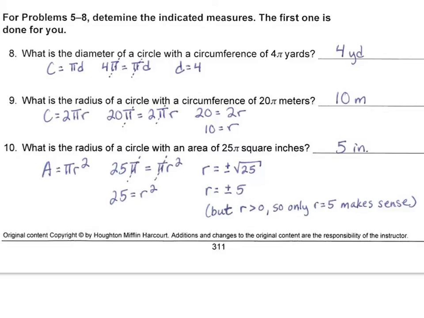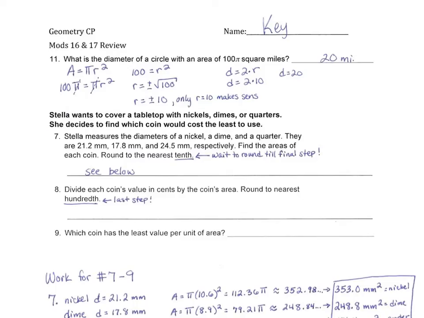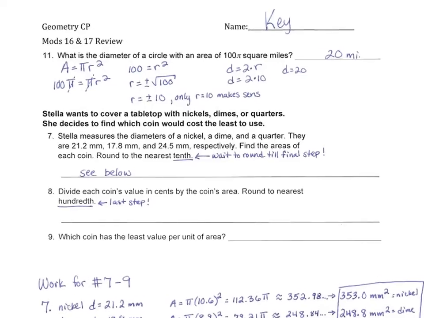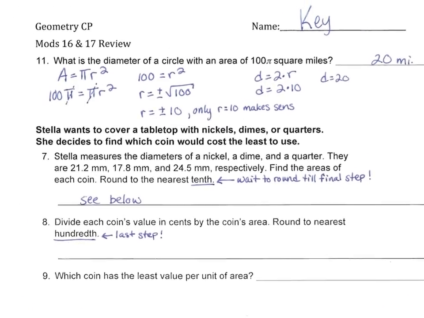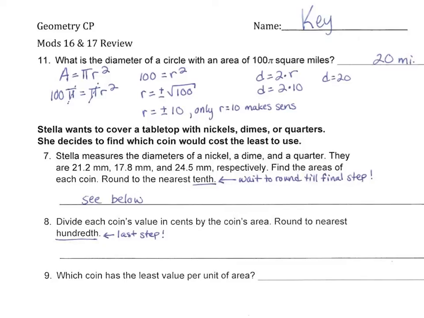Moving on to the back of that page, for number 11, same type of problem. This time they're giving me the area of 100 pi, and they want me to come up with the diameter. Now my area formula starts in terms of radius, so we're going to follow the same process that we did on problem 10, substituting 100 pi for A.